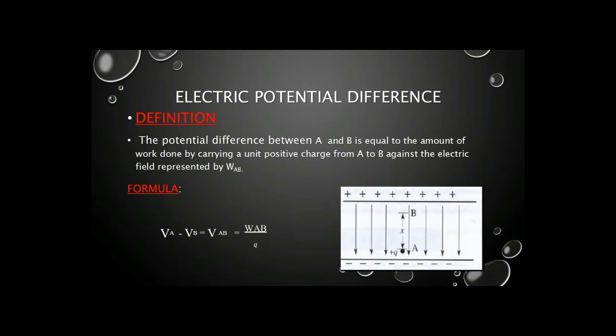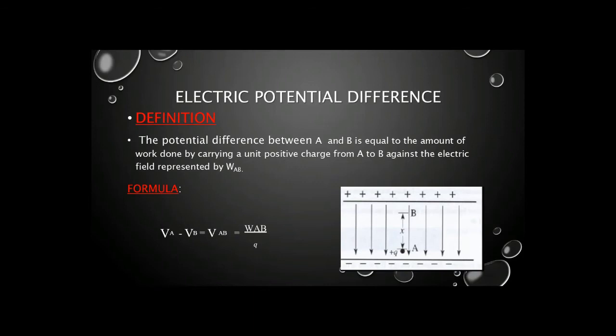So when work is done on the charge, its potential energy goes to a higher value. The work done on the charge changes its potential energy to a higher value, and the amount of work that is done is equal to the change in the potential energy.